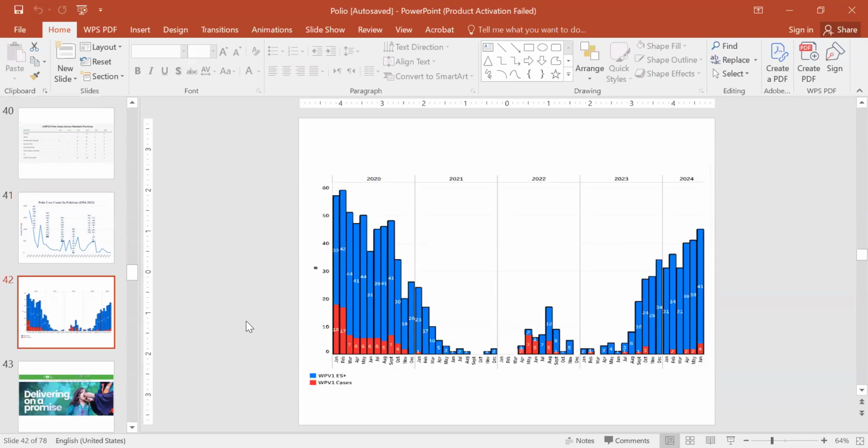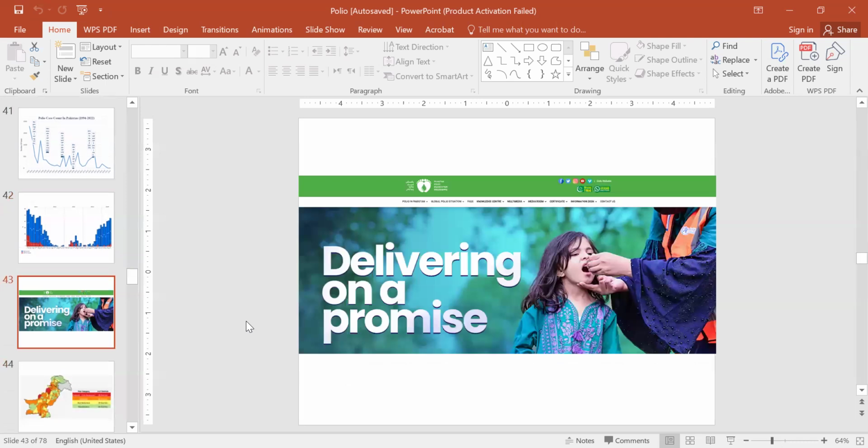And this graph shows again the cases and the environmental samples. The blue color shows the positive environmental samples of Pakistan. This data is till 2024, and red color shows the WPV1 positive cases. This is the Pakistan Polio Eradication Program, and that's working under the umbrella of the Global Eradication Program.